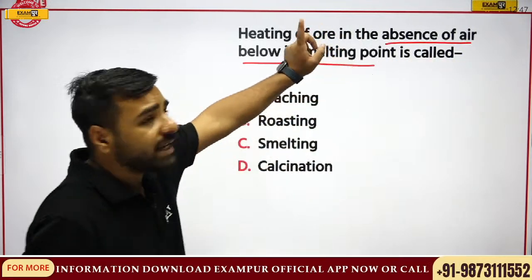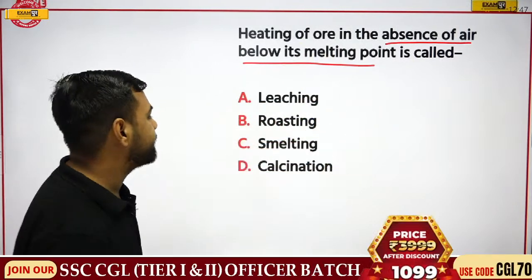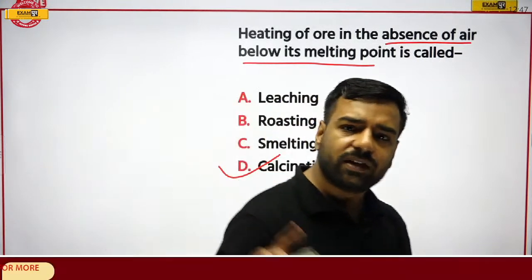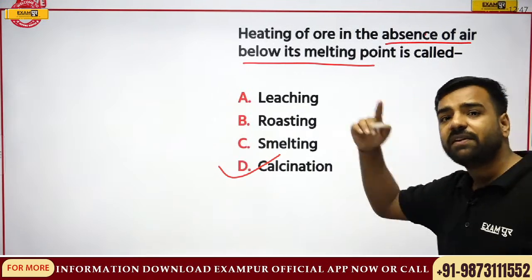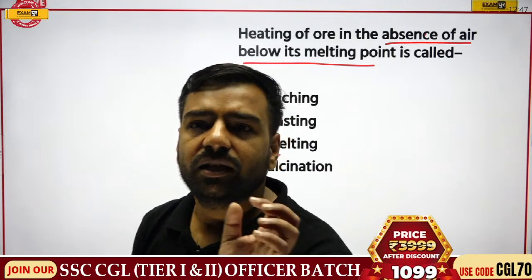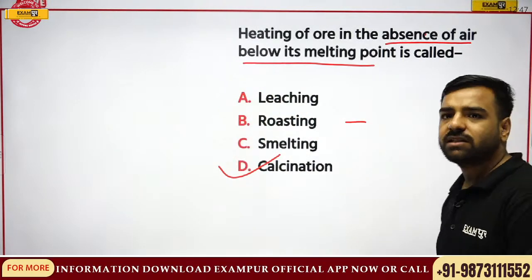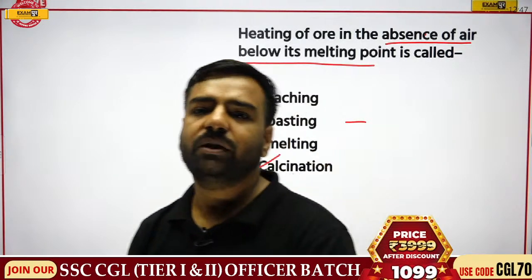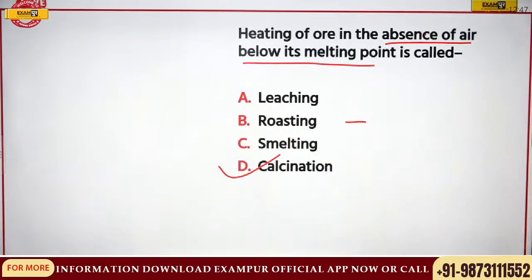When we are talking about absence of air and below its melting point, please remember, in this condition your correct answer is going to be calcination. But if someone is asking where in the presence of air and above its melting point, here you will talk about roasting. Fine. So I'm just telling you here what is going to happen. Heating of the ore in the absence of air below its melting point, we have received the answer. So I'll be explaining all those explanations now.